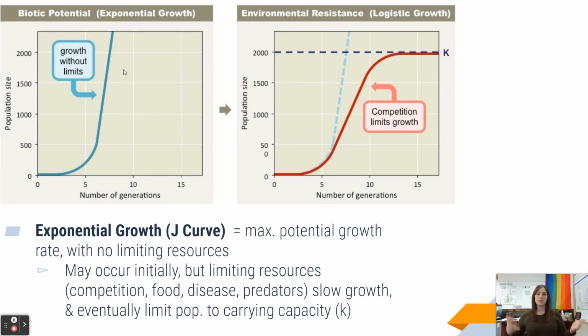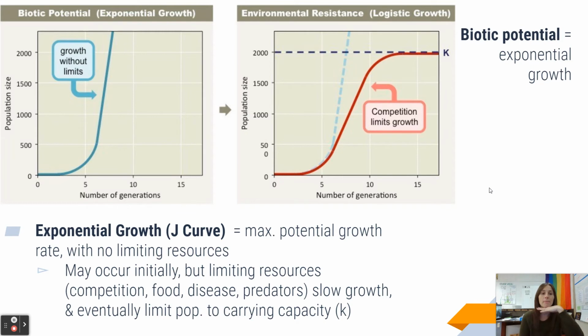Now, typically when we see this out in the natural world, this possibly occurs initially, but eventually you will have limiting resources. You're going to have competition, food, disease, predators, and eventually we will have a slow growth, and the population will be limited to its carrying capacity. So you only see biotic potential for a period with populations, but if we're just looking at the beginning, and this is what we're seeing, we would say that it is an exponential growth curve.